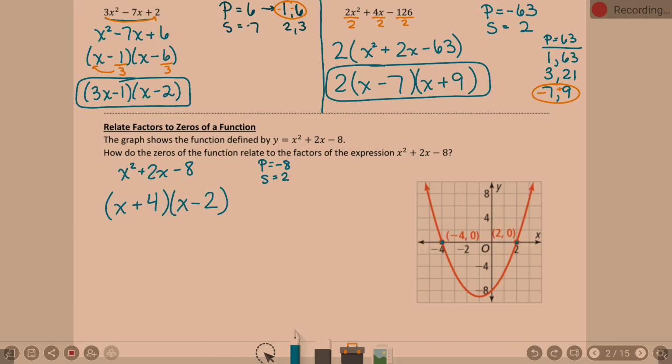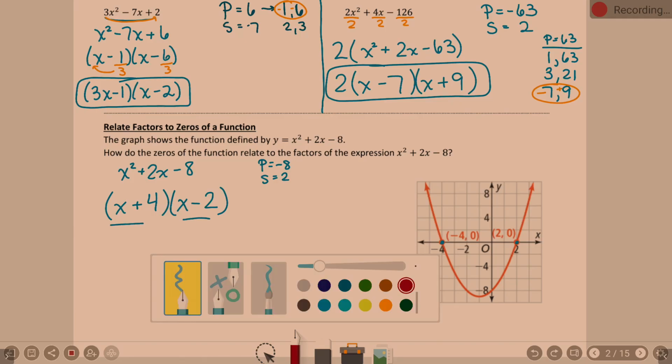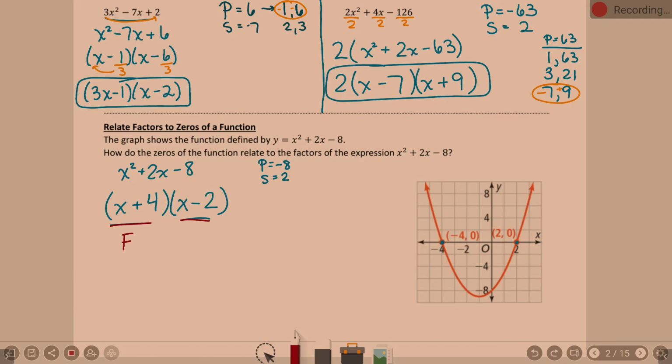Now, these right here are what we call our factors. x plus 4 is a factor, and x minus 2 is a factor. Now, how do they relate to the zeros? Well, what are my x-intercepts here? The x-intercepts are -4 and positive 2, yes?